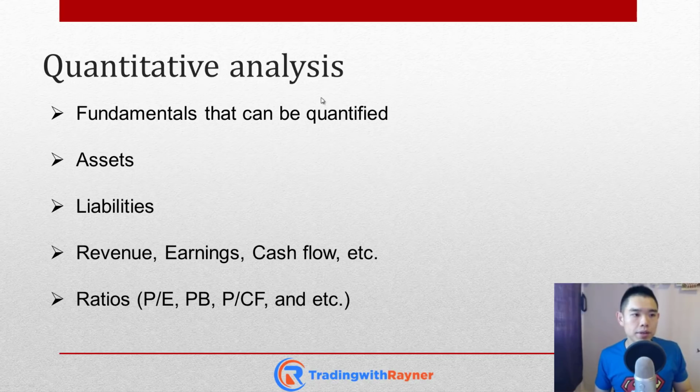And moving on, we have what we call quantitative analysis. This is fundamentals that can be quantified. Stuff like your assets. You know what your assets are, your machinery; you can quantify all those. You can put a value on those assets. Your liabilities, your revenue, your earnings, your cash flow. These are all things that can be quantified, and this is why we call it quantitative analysis. When you deal with quantitative analysis, you will see ratios like your PE ratio, your price to earnings ratio, your PB ratio, price to book value, price to cash flow, and so on. This is what we mean by quantitative analysis.